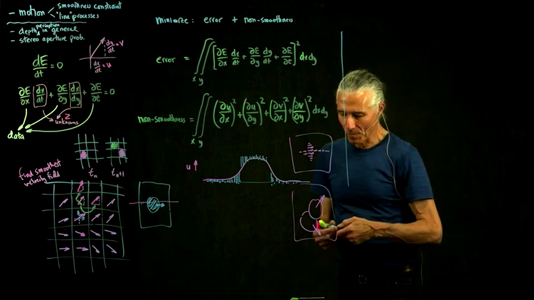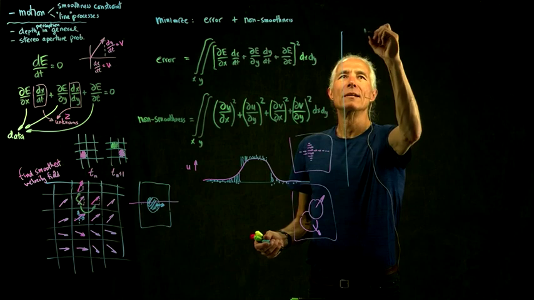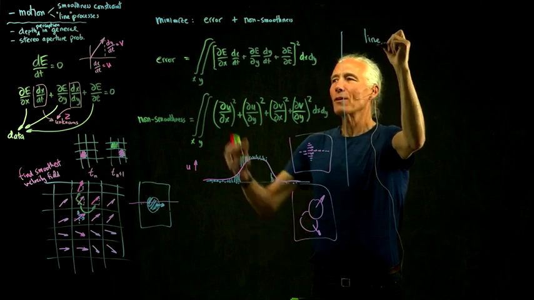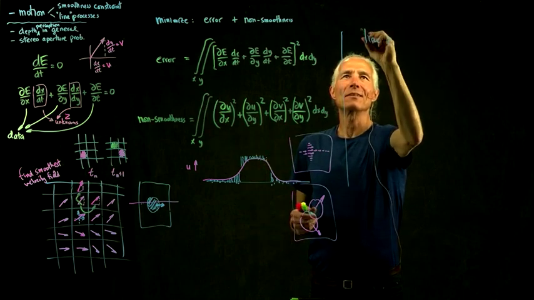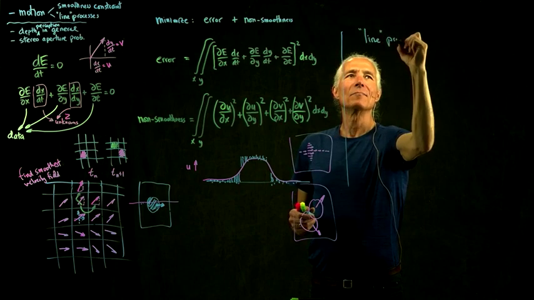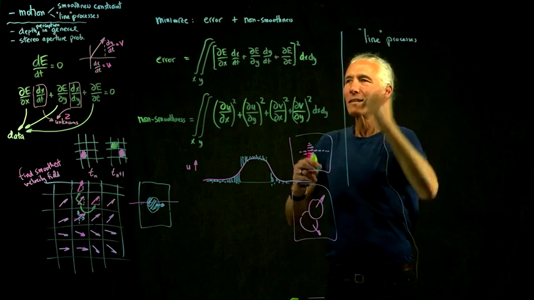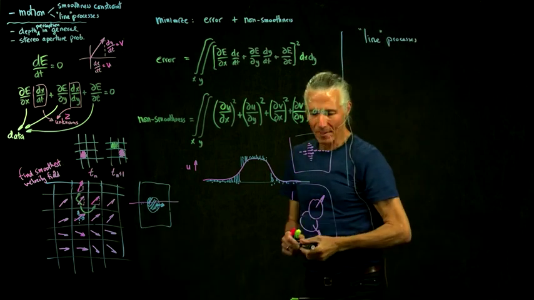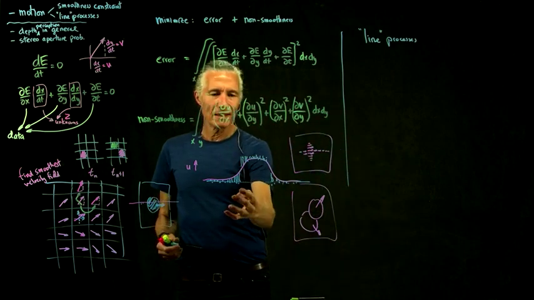And so what you can do is add another thing to our minimization. These are called line processes. And the way this works is we've got this situation here.